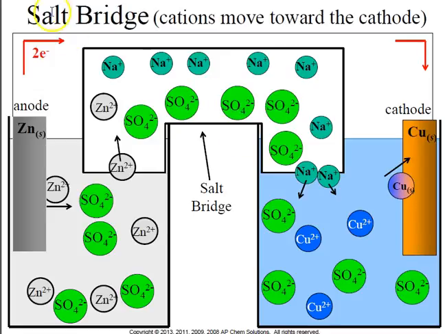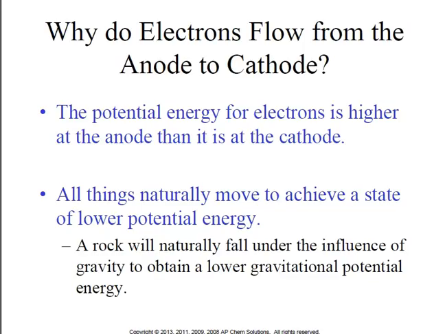The cations, or the positively charged species, move toward the cathode because electrons are coming in to the cathode, so that's increasing our negative charge. So we need positive cations to come in and help balance that solution. All right, the electrons, remember, they flow from the anode to the cathode always.